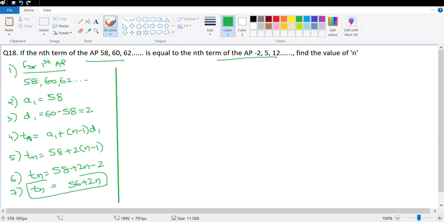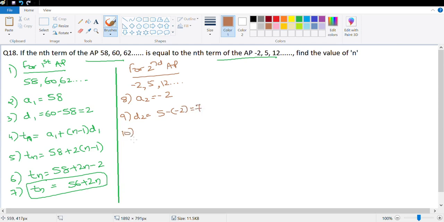Now let's look at the second AP. For the second AP, our AP is negative 2, 5, 12. For this AP, the first term, which is A2, is negative 2. And D2, which is the common difference for the second AP, will be 5 minus negative 2, which is 7.